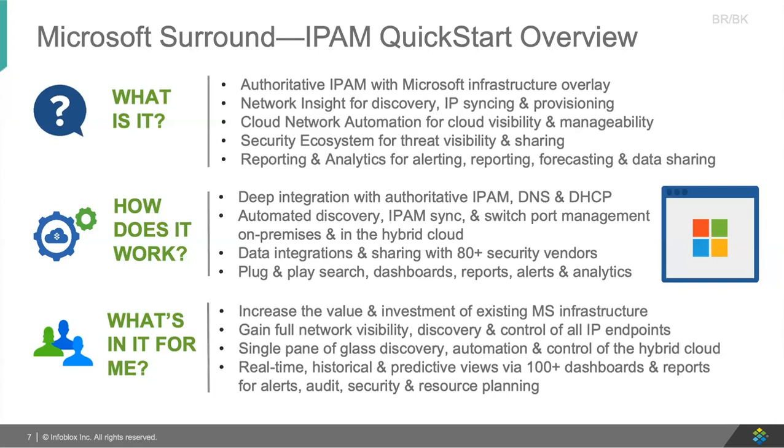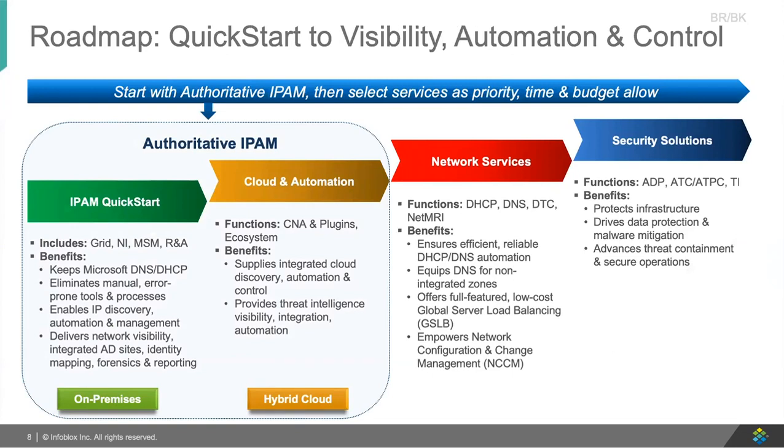All right, that's a very good overview. What we'd like to share with you now is a roadmap, and today's discussion is really going to focus on everything in this box around authoritative IPAM. So perhaps you're on premises, perhaps you're in the hybrid cloud. IPAM QuickStart is going to focus on the Infoblox grid, Network Insight for discovery, our Microsoft management overlay, and reporting and analytics. But then perhaps you have a cloud initiative, so we're going to give you some insights around our cloud network automation and the plugins that we have, as well as the ecosystem. All of that, at a high level, shows where the focus is for the remainder of the presentation today, on authoritative IPAM, because that's really where everything starts.